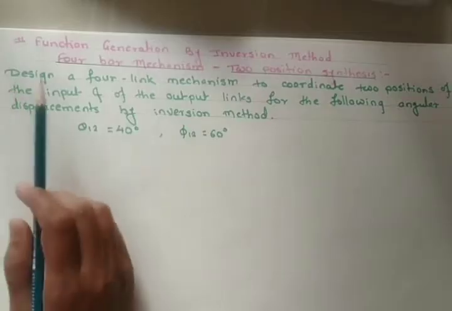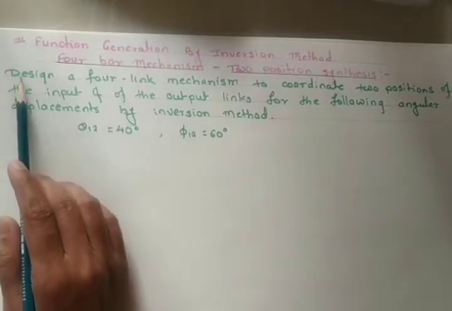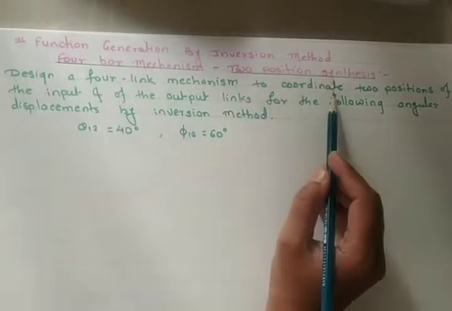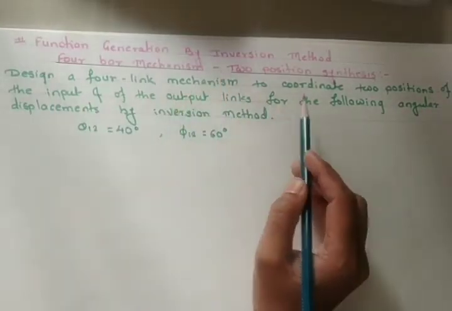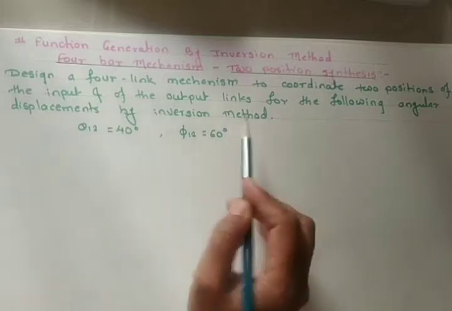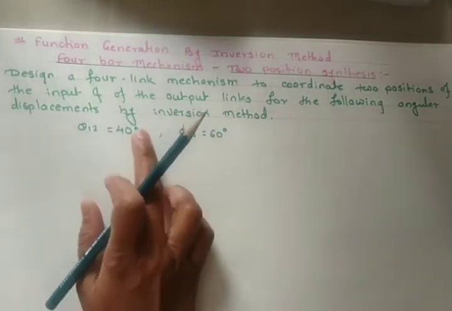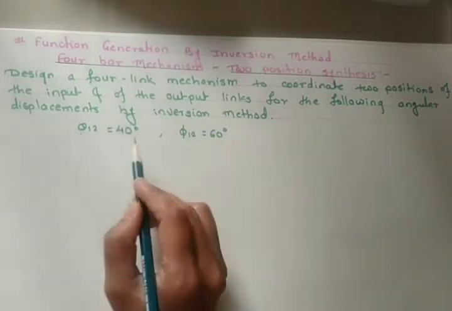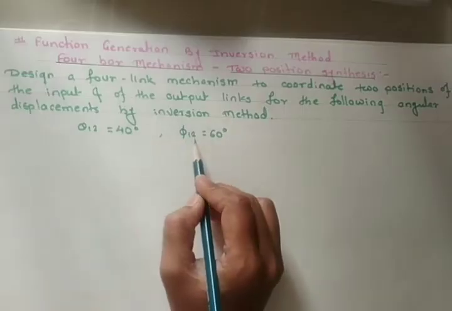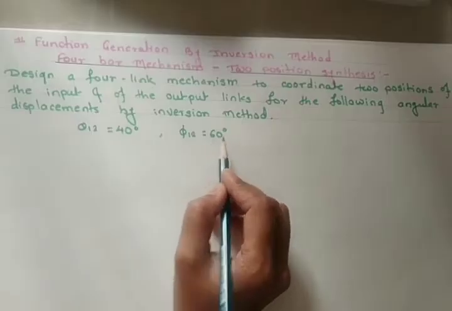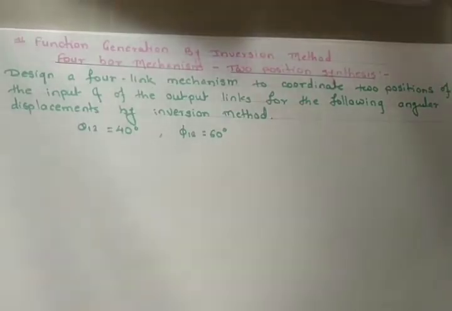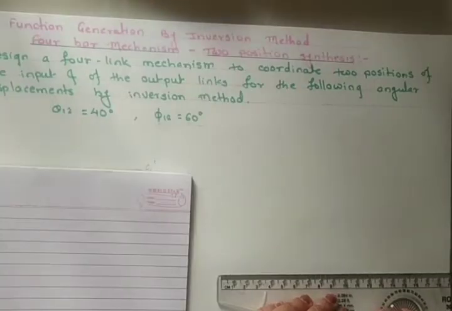So let's start. The question is, design a 4-bar mechanism to coordinate 2 positions of input and output links for the following angular displacement. The angular displacement is given here, that is theta 1 2 is equal to 40 degree and phi 1 2 is equal to 60 degree. Now let's start the solution.